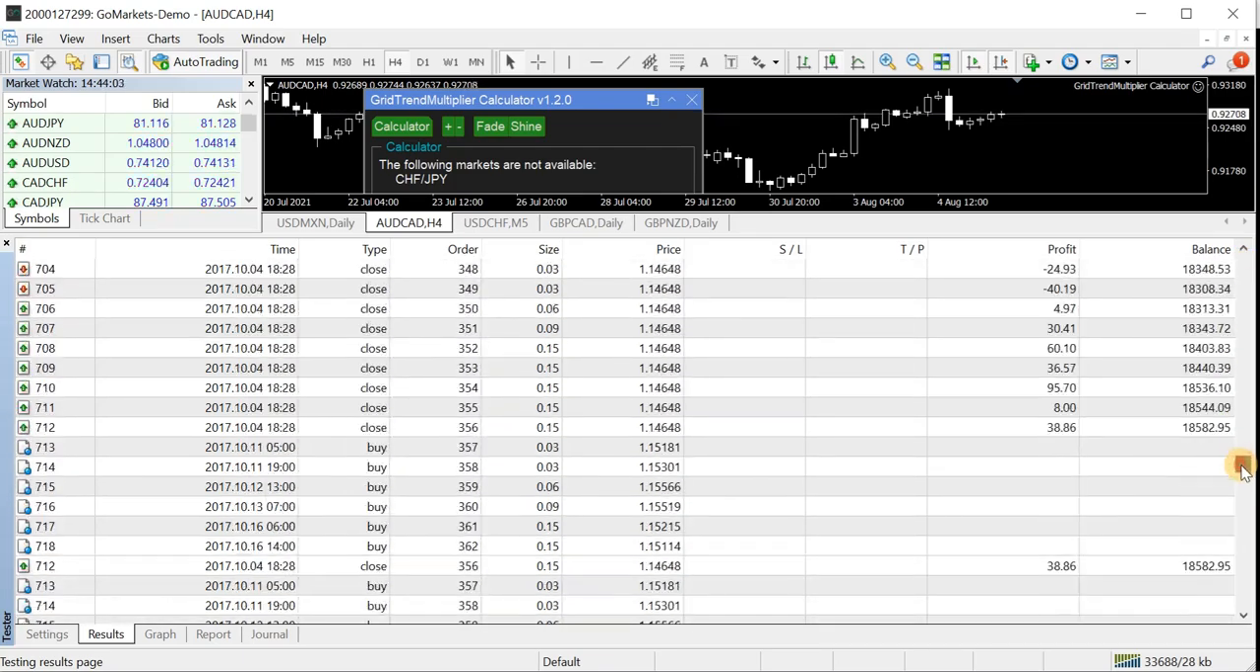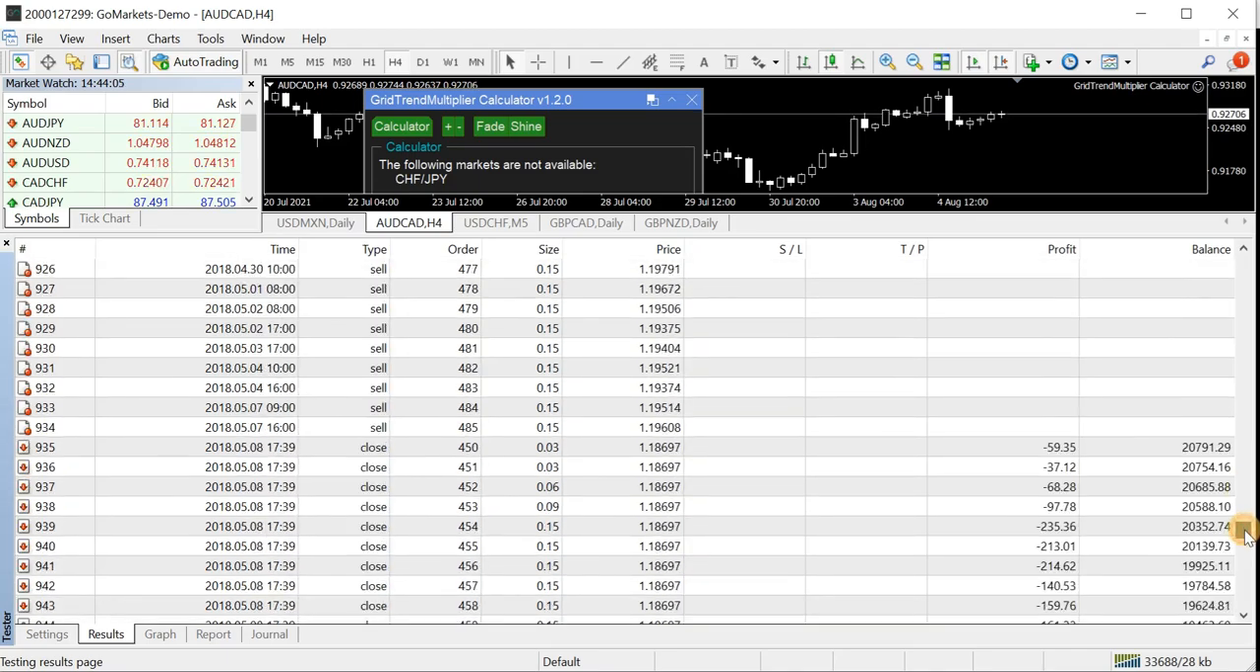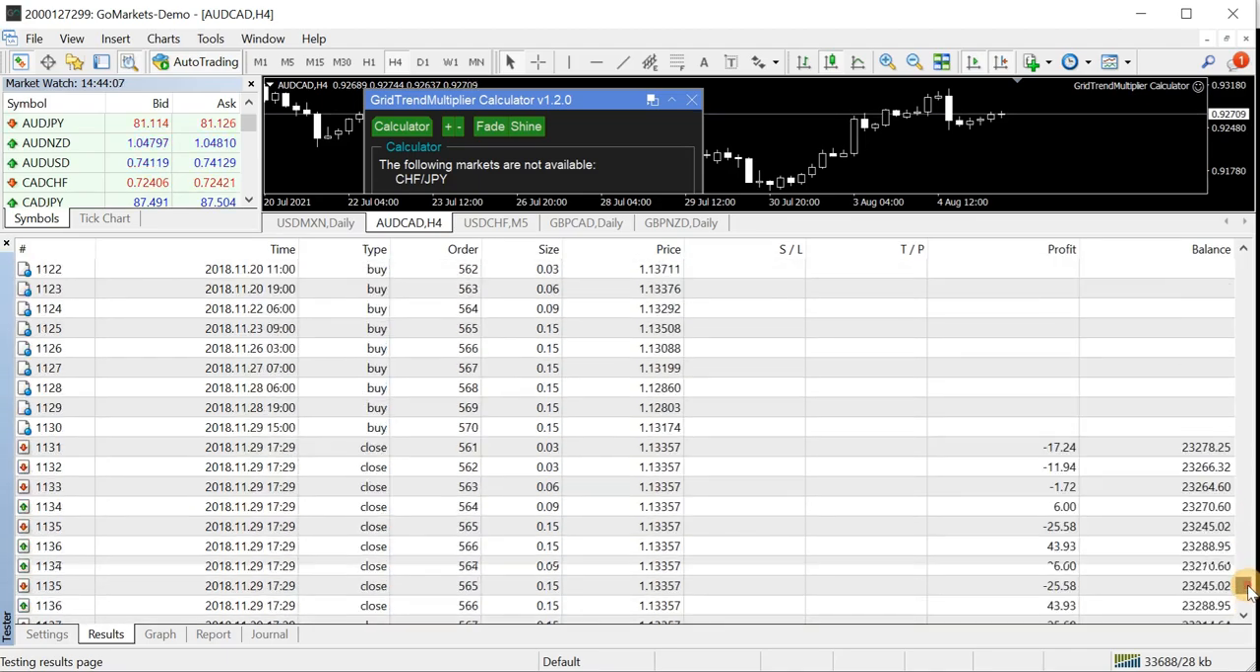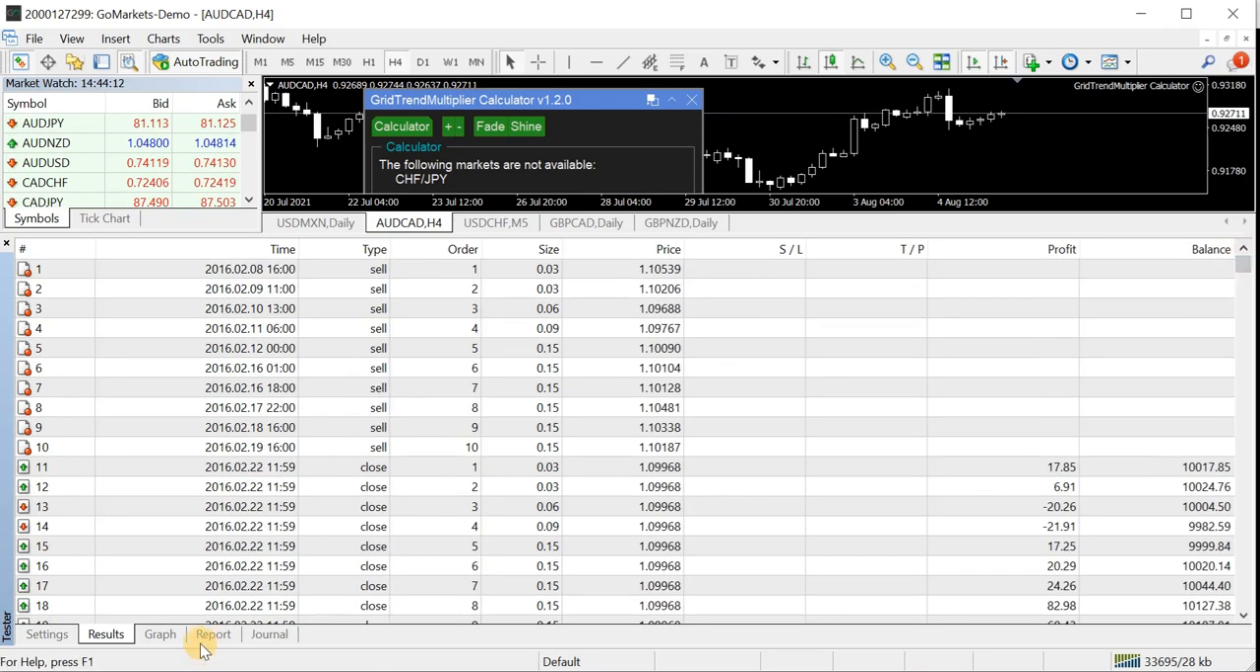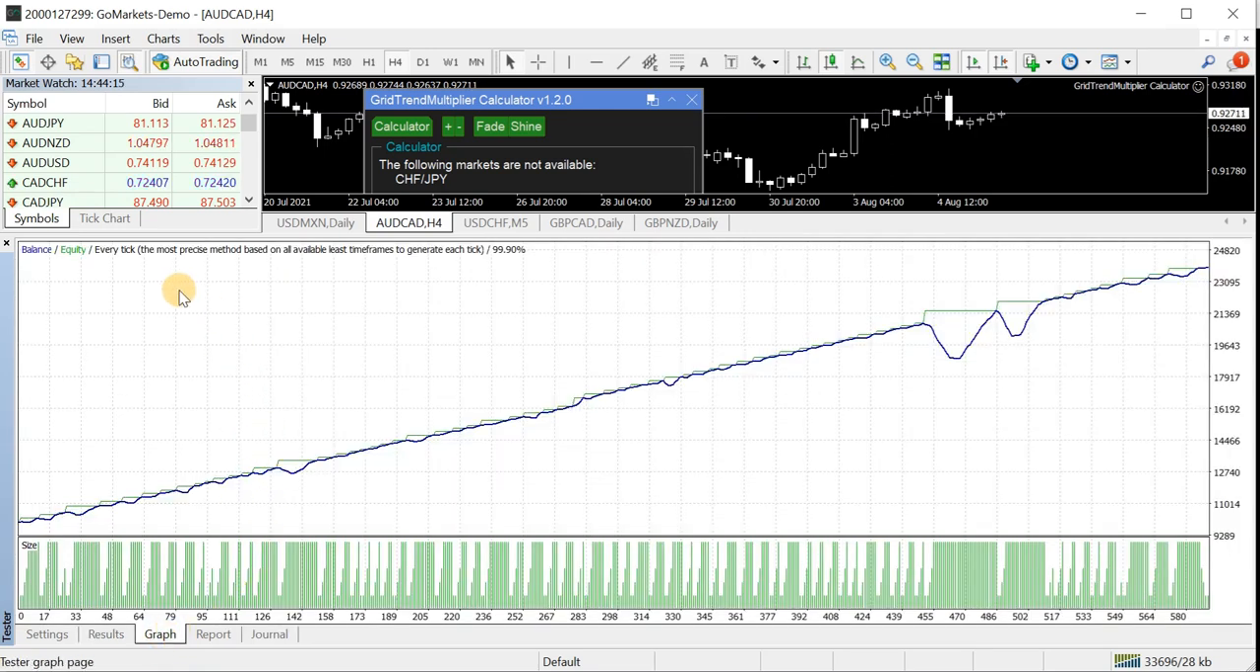It doesn't really matter. As I said, I didn't optimize these. It shows you all the orders, all the trades, right up until the 31st of 12th, 2018. That's just to give you an idea. It comes with an equity graph.